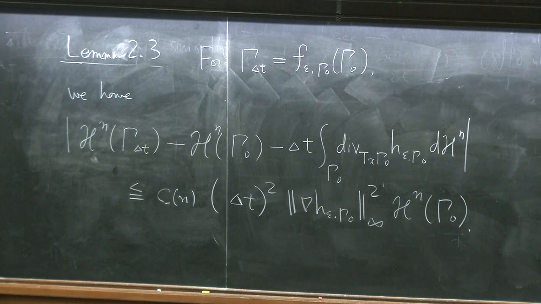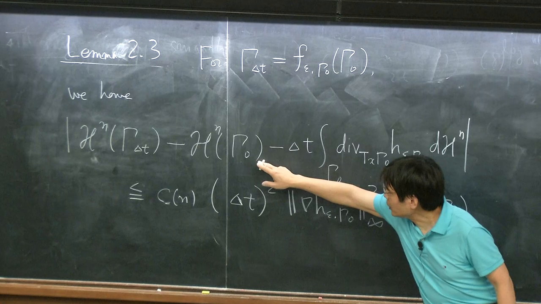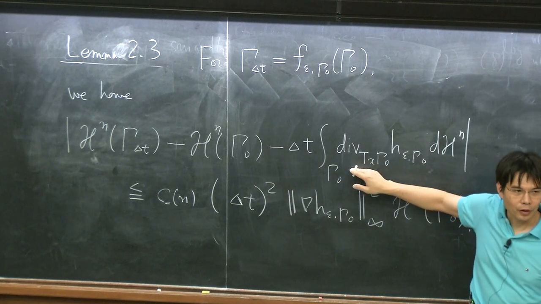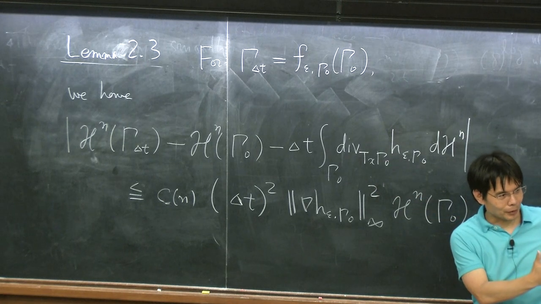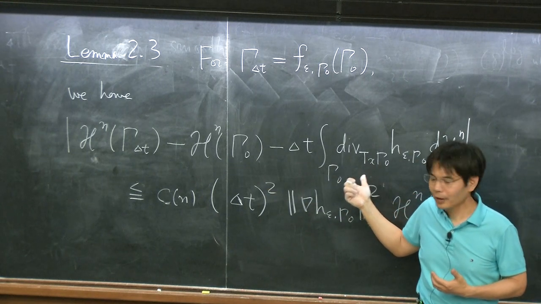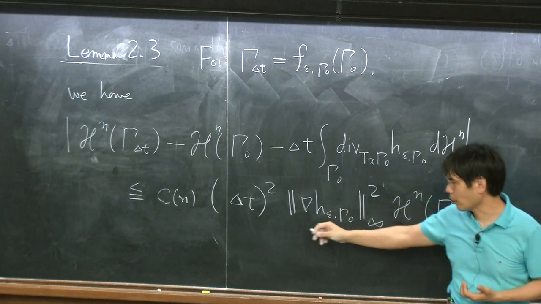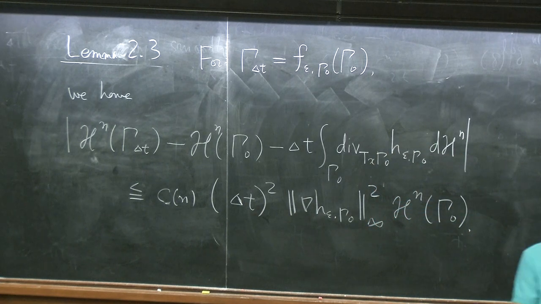Right? So you had this little motion by mean curvature. You move by mean curvature, and the change of the surface measure can be computed like this. Basically, the change is just given by the first variation of this mean curvature, which is expected, because you move by the mean curvature, so the change of the area should be given by the divergence of that, and the error can be estimated by this quantity that's quadratic in the size of the time step. So let me show you why. You can pretty easily guess, but let me just do it.